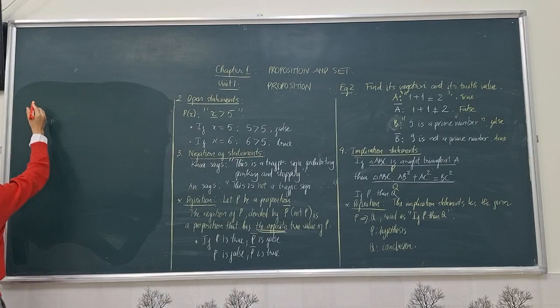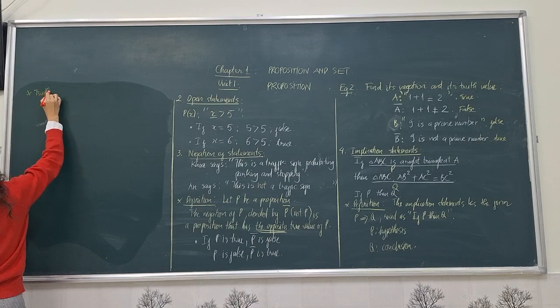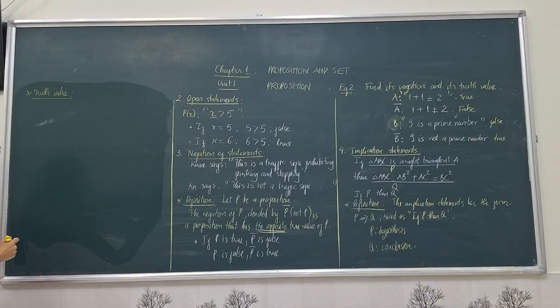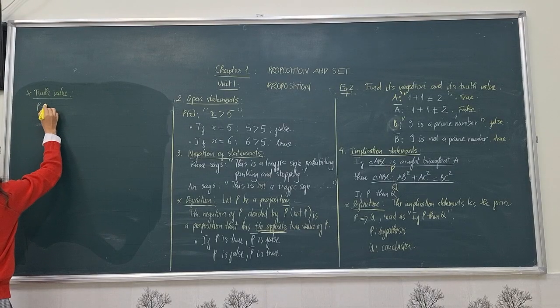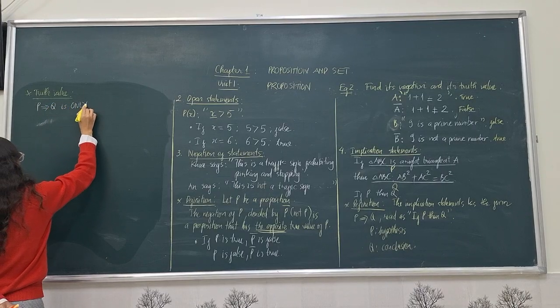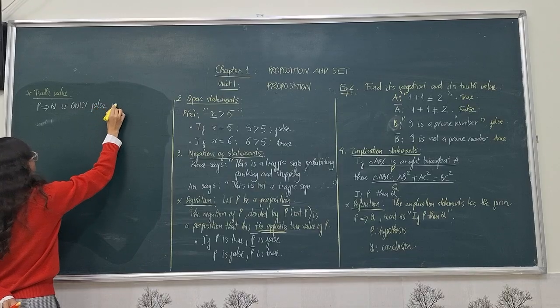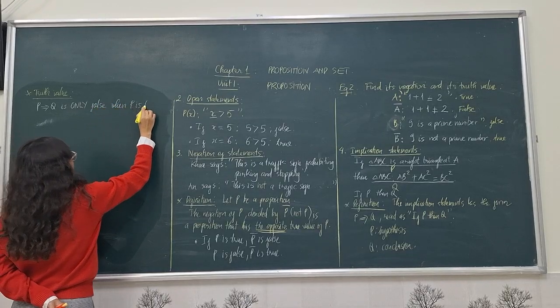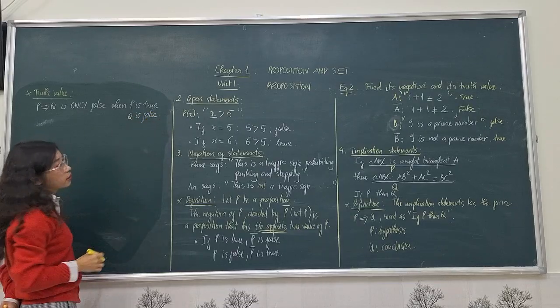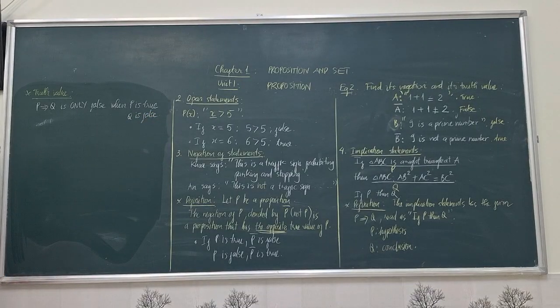And now with the truth value of an implication statement, it's very easy to remember: if P then Q is only false when P is true and Q is false. And in each other case the implication statement is always true, right? It's easy to remember.